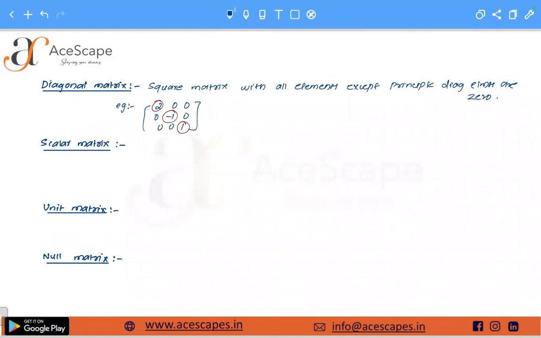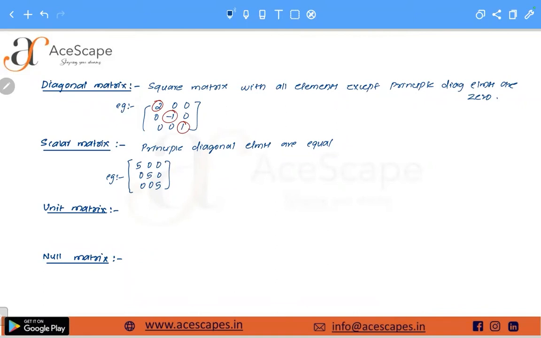Now, another type of matrix is called a scalar matrix. A scalar matrix is a type of diagonal matrix whose principal diagonal elements are equal. Here we have seen an example where the principal diagonal elements are different, but non-zero. In a scalar matrix, the principal diagonal elements are equal. For example, here all the principal diagonal elements are equal to 5.